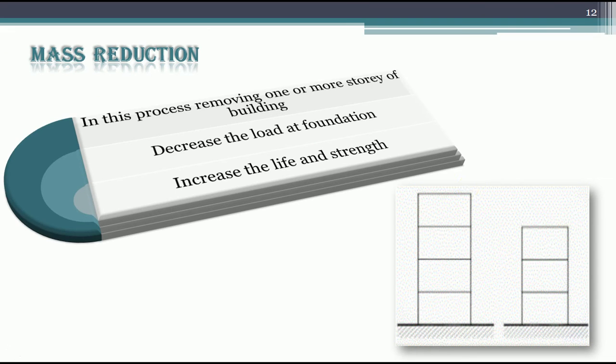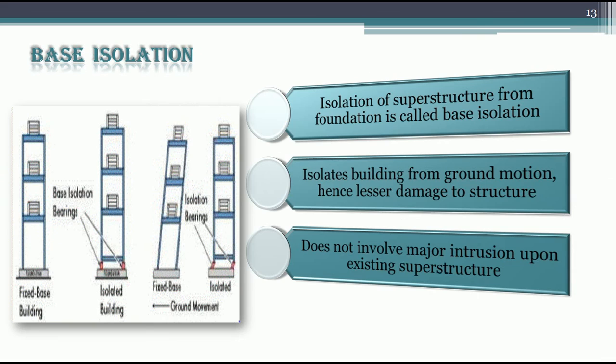Next retrofitting technique is the mass reduction. In this process, one or more stories of the building may be removed. It reduces the load at the foundation and increases the life and the strength. This retrofitting technique is used to make the structure more resistant against earthquake and wind.